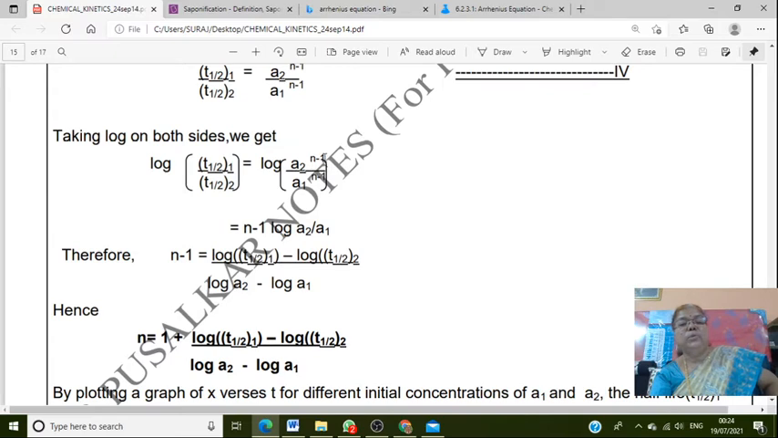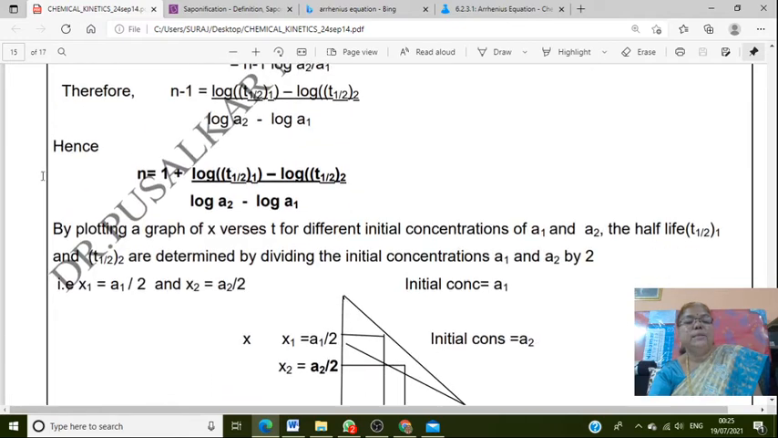Okay, and A2 raised to n minus 1. Therefore, in the numerator's power and denominator's power, we have n minus 1, the same power. Therefore, we can say that it is equal to n minus 1 into log A2 by A1. Therefore, n minus 1 is equal to log of time 1 minus log of time 2, divided by log of A2 minus A1, and this minus 1 we can transfer to the right-hand side, and hence we have n equal to 1 plus log of T1 minus log of T2 divided by log of A2 minus A1.